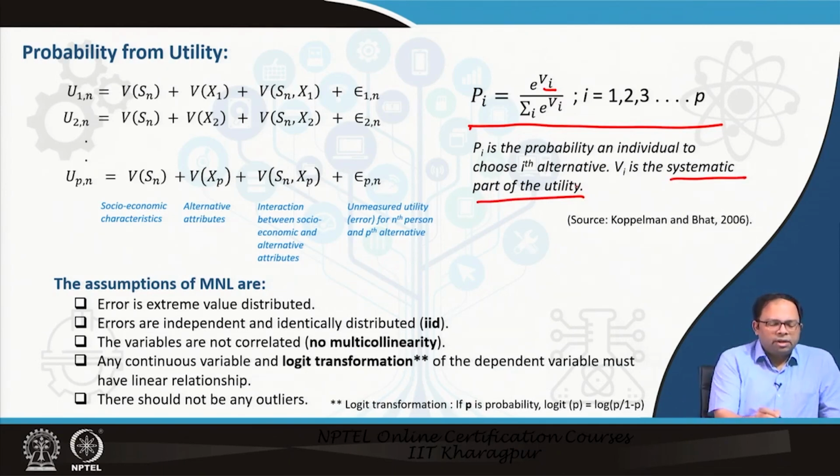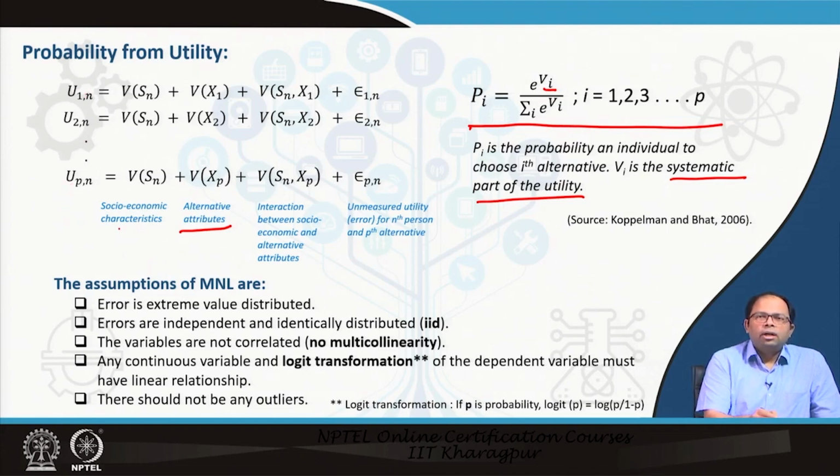Now, over here on this side you can see different individuals, for example x1, x2, up to xp are different alternatives, and n is the individual. That means one individual is evaluating different alternatives. If I had another individual, he would probably have u1 for n plus 1, u2 for n plus 1, up to up for n plus 1, and then n plus 2. So, every individual is considering all these alternative choices.